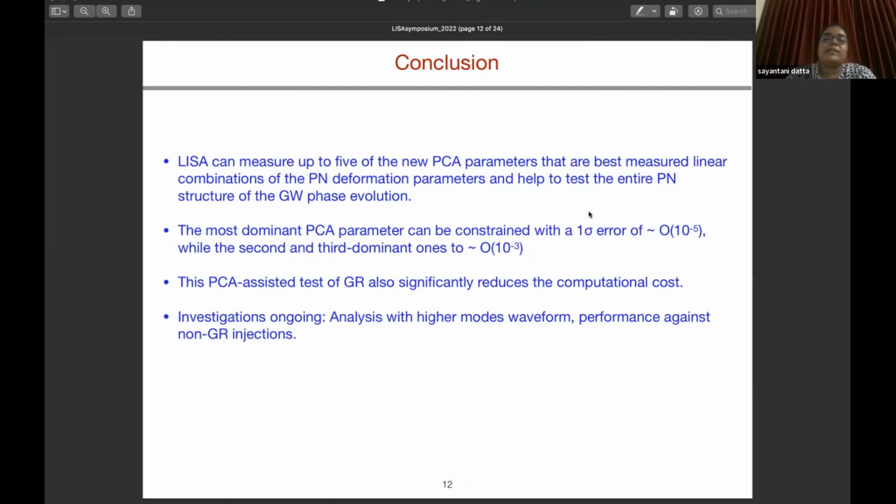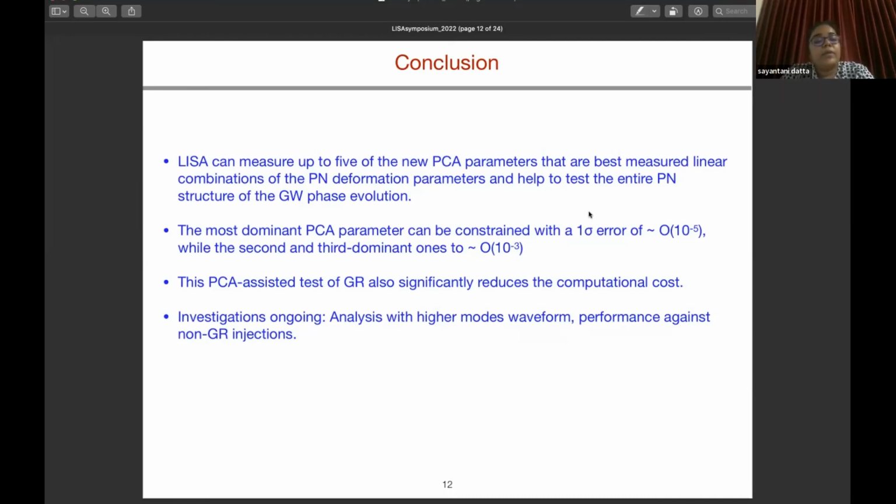So I have shown that with LISA, you can measure up to 5 of the new PCA parameters, and these are nothing but the best measured linear combinations of the PN deformation parameters, and they help us to test the entire PN structure of the gravitational wave phase evolution. The most dominant one can be constrained with a 1 sigma error of the order of 10⁻⁵, while the second one of the order of 10⁻³.